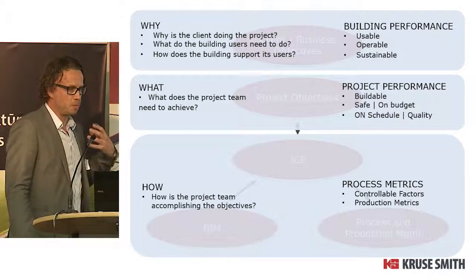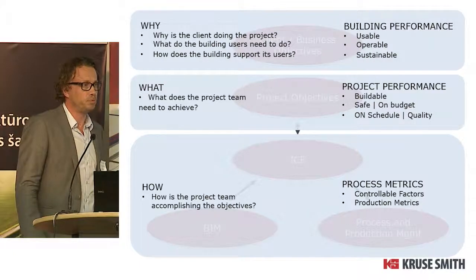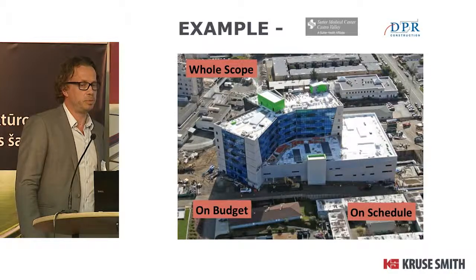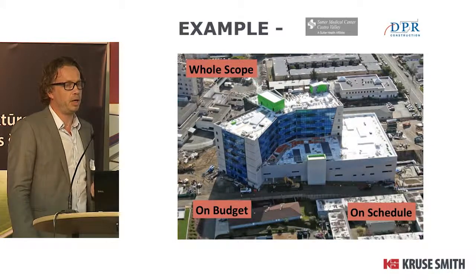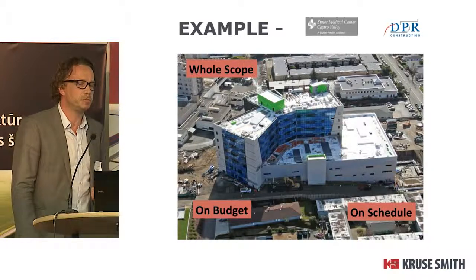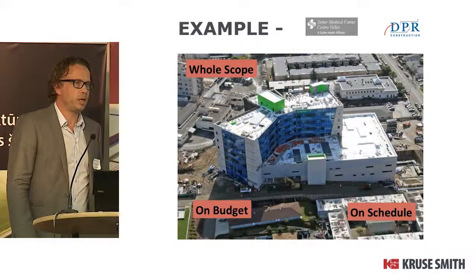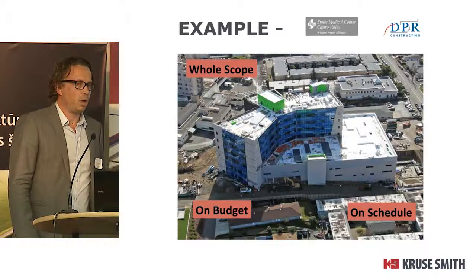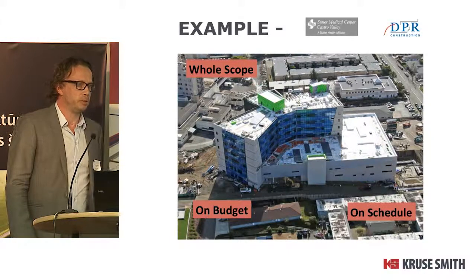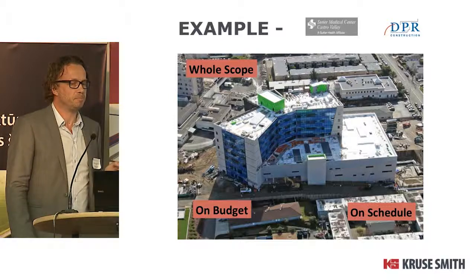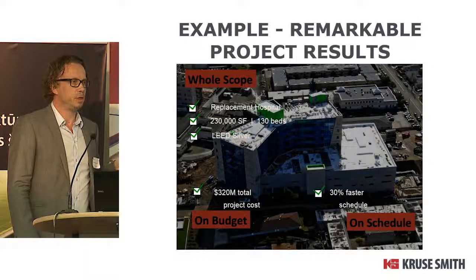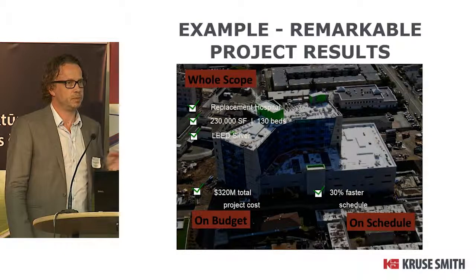So I'll try to take you through this by first giving an example. This is an example done by a general contractor in the US called DPR. They are one of the largest general contractors in the US, and they know a lot about building hospitals. So they know how long it takes, how much it costs, and how to build it. By applying VDC on this project, they managed to build the whole scope on budget, 30% faster than the market norm or standard.